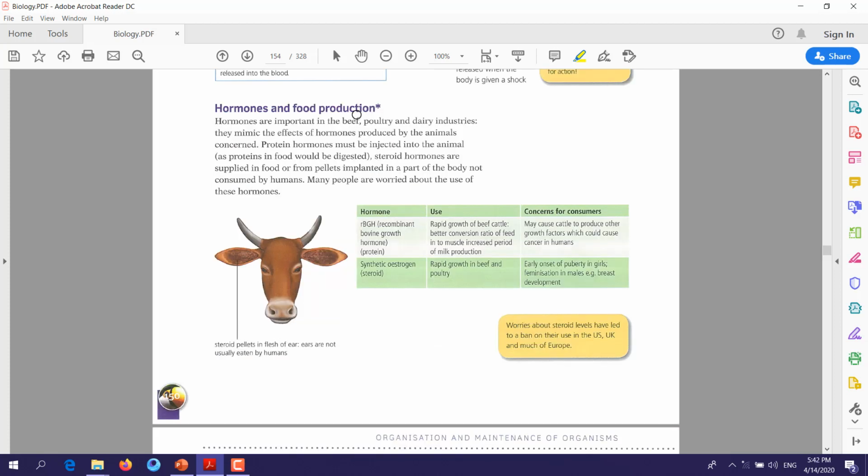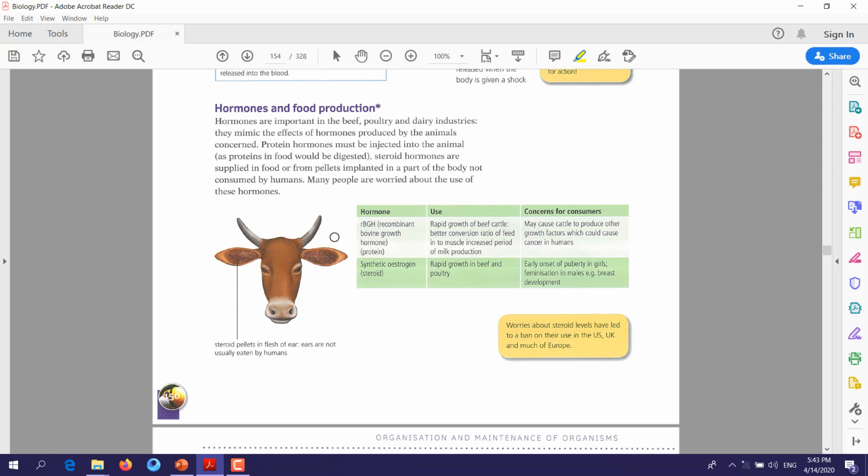Hormones and food production. Hormones are important in the beef, poultry, and dairy industries. What is happening? Nowadays, people start giving specific kinds of hormones to, for example, cows. Okay, why? In order to make some changes in the body of cows.